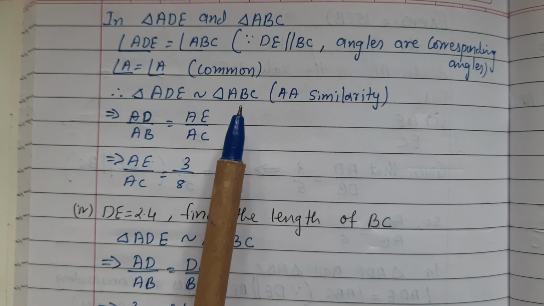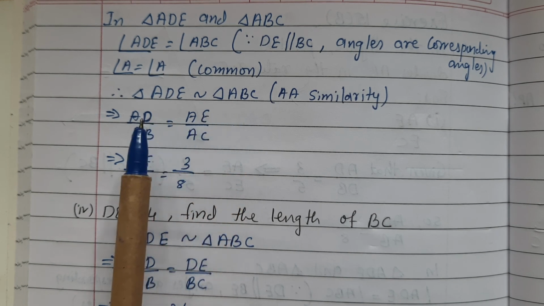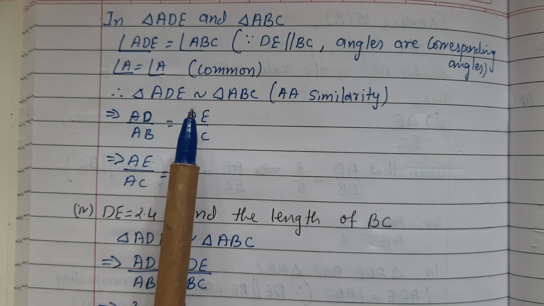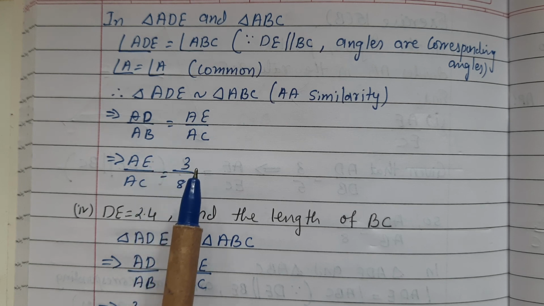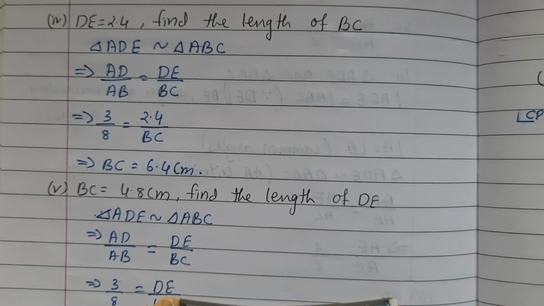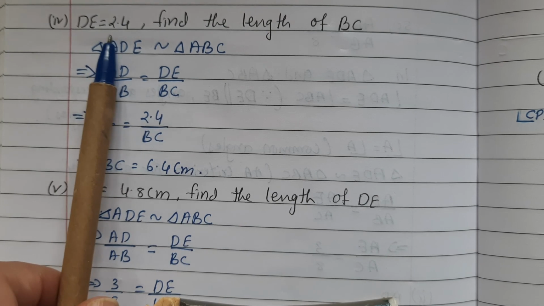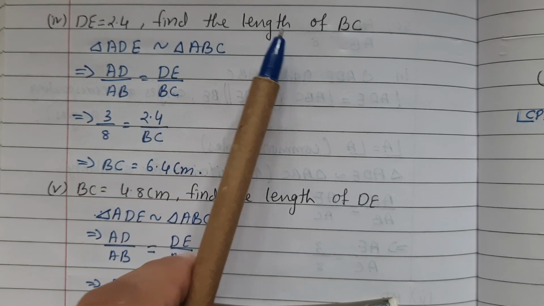Triangles are similar, sides are proportional. Therefore, AD upon AB is equal to AE upon AC. This implies AE upon AC is also equal to 3/8. Fourth part, DE equal to 2.4. Find the length of BC.